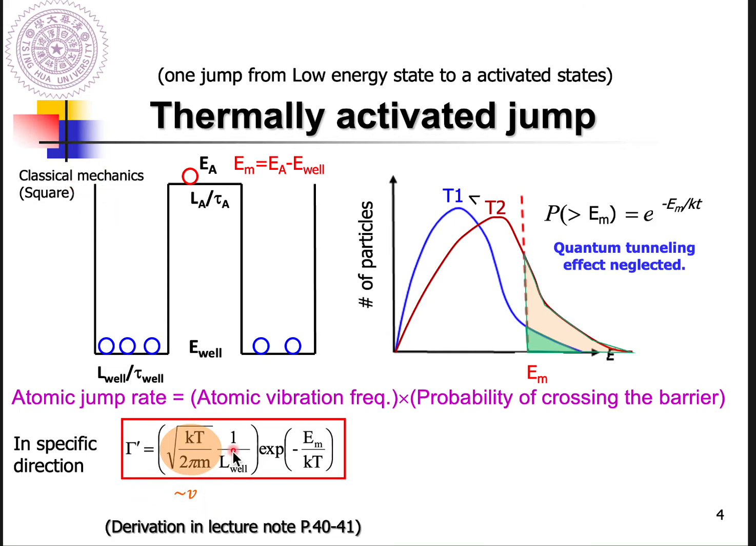But velocity divided by the length of this well is the frequency, right? The velocity is the length divided by the second, and you divide over the length, so the rest is 1 over seconds. So it's a unit for frequency. So this is the atomic frequency times the probability. But this is in classical mechanics.